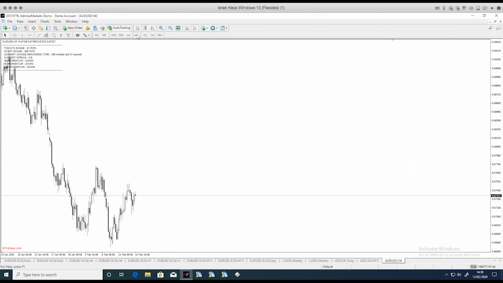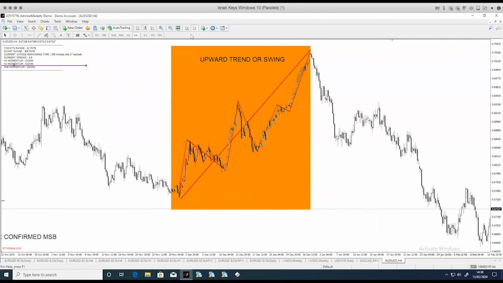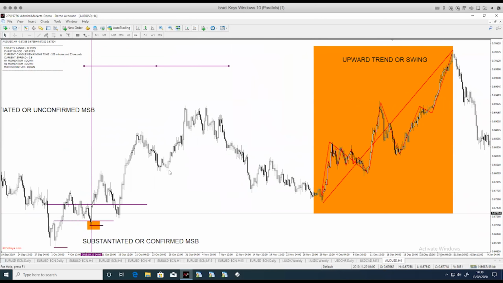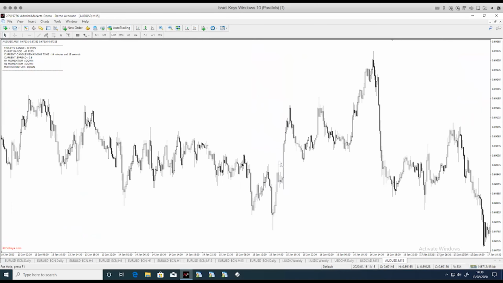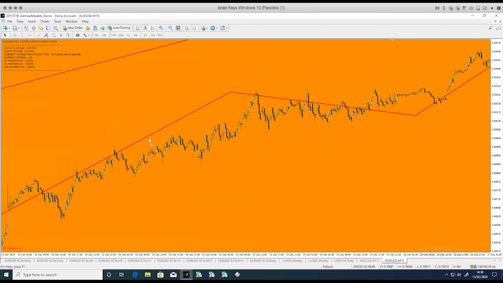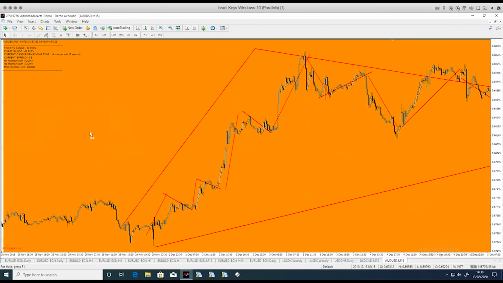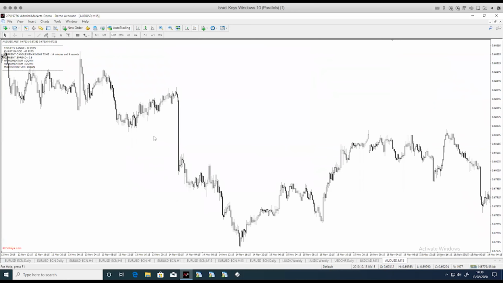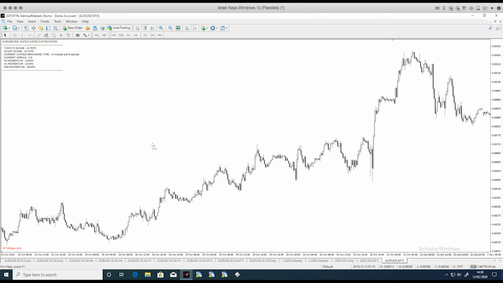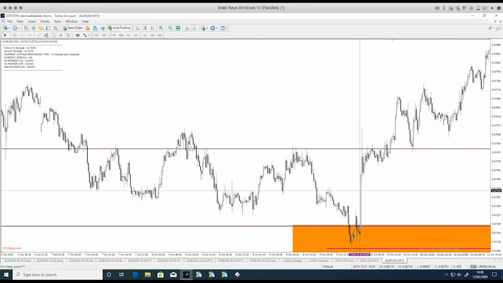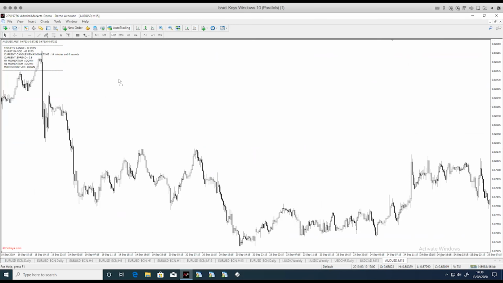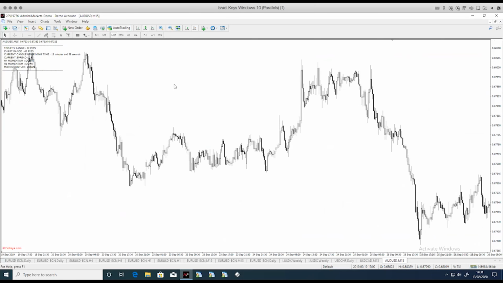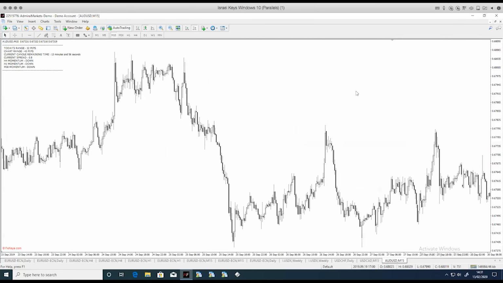Let's see, what day was that? It was the 10th of October last year. So let's drop down to the 15-minute time frame and find the 10th of October. 10th of October. There we go. So that's the line there. Now I've gone past it. 10th of October.